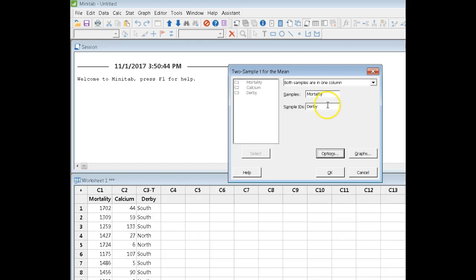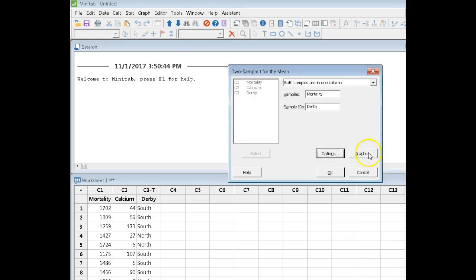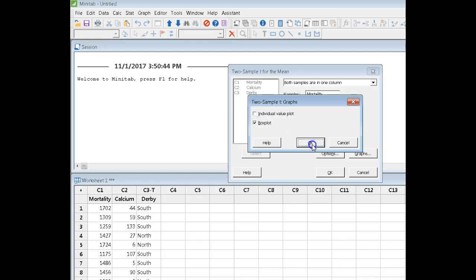Now, the problem about this, of course, is I don't know what Minitab's going to do. Is it going to do north minus south or south minus north? I think it goes alphabetical, so it's going to do north minus south. I go to Options. I want to know is the difference equal to 0 versus not equal to 0. And I'm going to run the test two ways. The first way I'm going to assume I don't have equal variance. I don't have a clue if I do or not. And I need to get box plots.